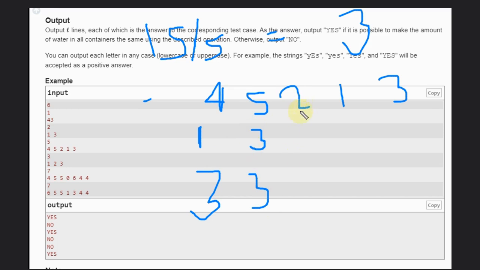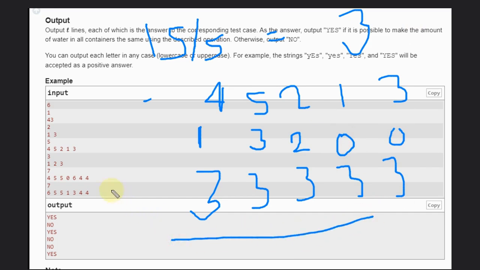Again, we have 2 extra here, so we can put 1 liter here so that it becomes 3, and the extra amount will be 2 here. Then again 3 here, and then again 3. It is 0 here and 0 here. That is the reason we can make it equal, and that's why the answer is yes.